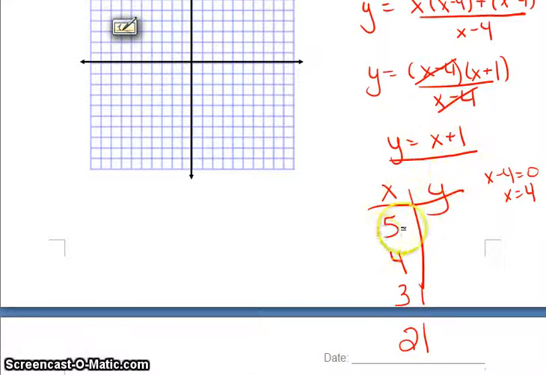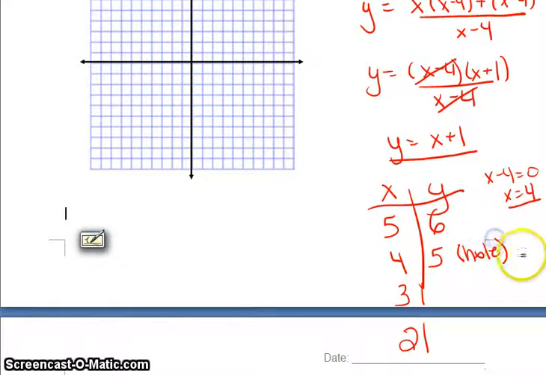So now we'll put x is equal to 5 in our y is equal to x plus 1. So we have y is equal to 5 plus 1, which is 6. And for 4, remember we have that point of discontinuity. So yes, we have x is equal to 4, but we also do have that point. So what happens when x is equal to 4? We have y is equal to 4 plus 1, which is 5. But also keep in mind this is your hole here. So we gave it as a coordinate, but just remember this is where your hole is.